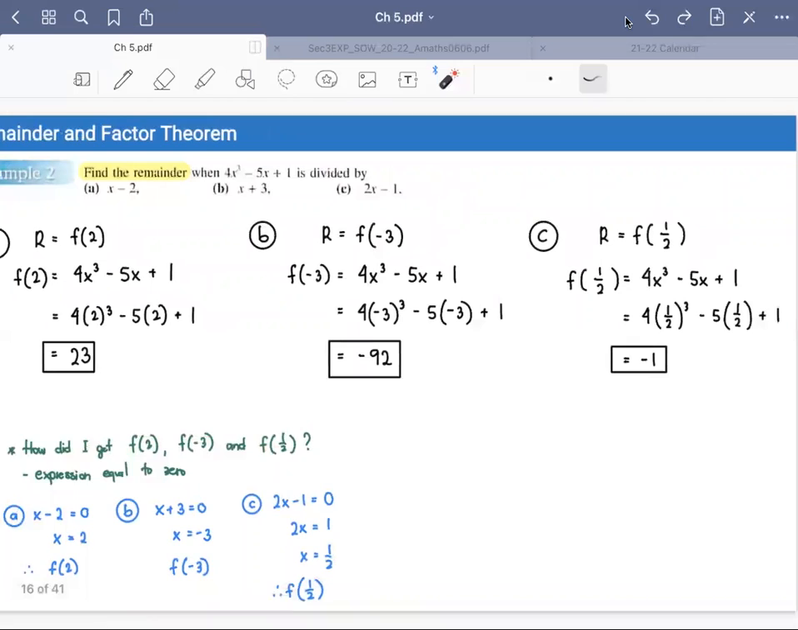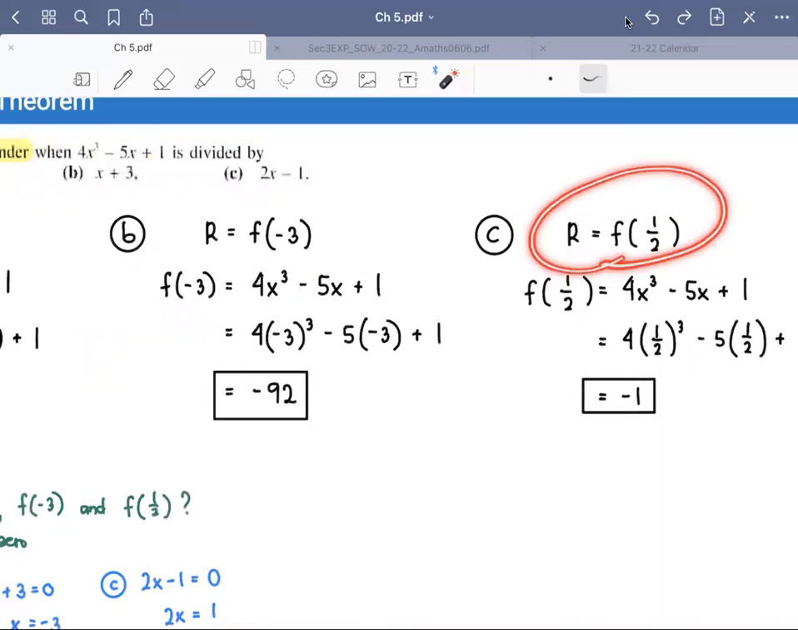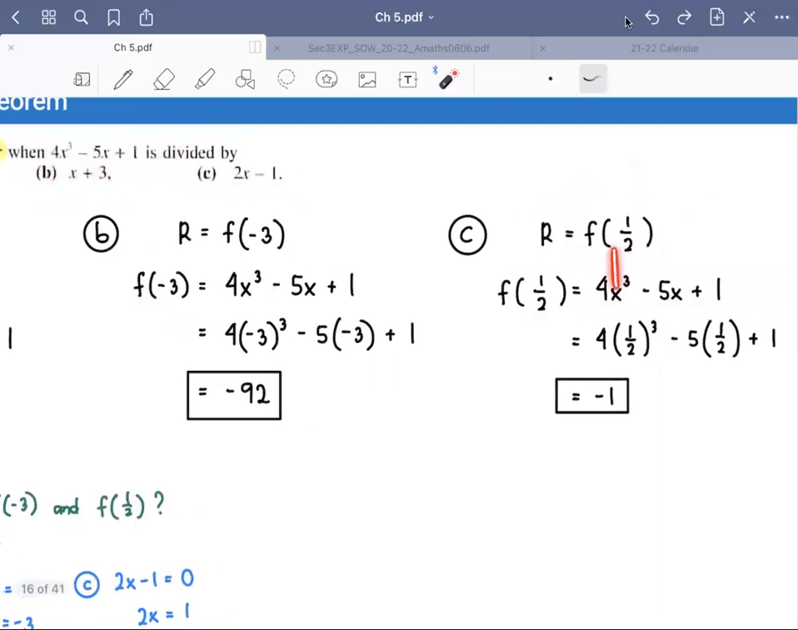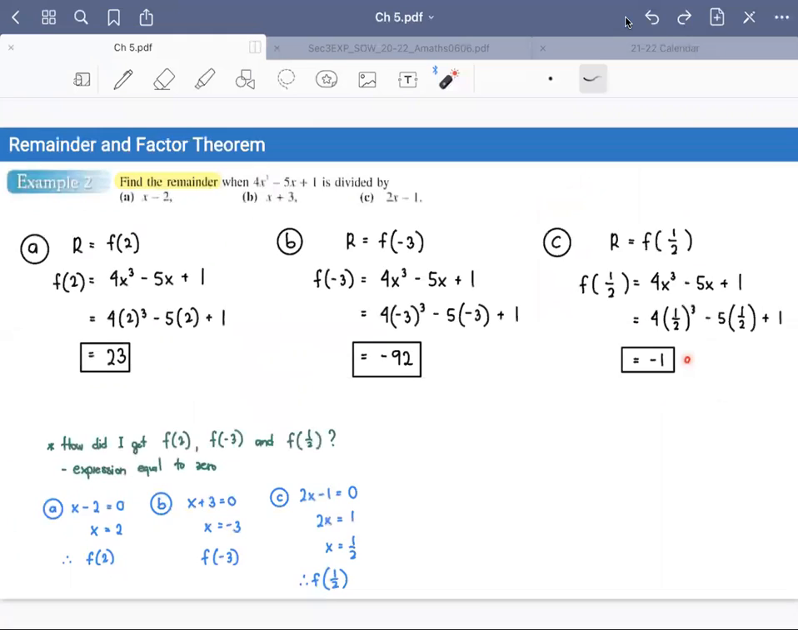Anyway, for letter C, to get the remainder, you need to use the function f of 1 half. So f of 1 half is equal to the expression 4x cubed minus 5x plus 1, and x becomes 1 half. So therefore, when you simplify this, you'll get negative 1 as your remainder.